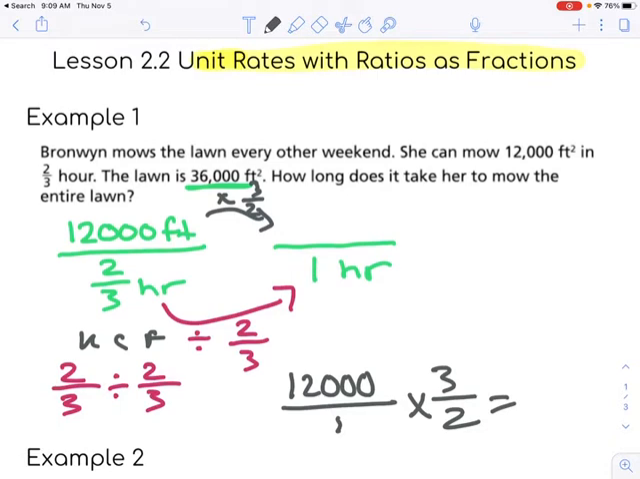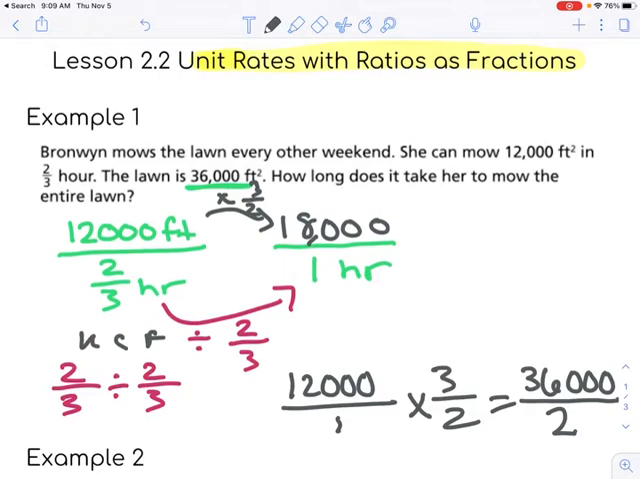So if we do 12,000 times 3, that would get us to 36,000. And if we do 2 times 1, that is 2. And now we just have to divide here. Remember, whenever you set something up in fraction form, that's really telling you to divide. So 36,000 divided by 2 is 18,000. So what this is saying is in 1 hour, she can mow a lawn 18,000 feet.